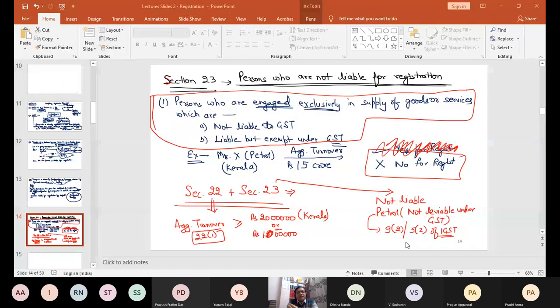When I'm reading section 23, the line simply says every person who is supplying goods or services which are not liable to GST, or supplying goods or services which are liable but exempt, and nowhere is aggregate turnover mentioned, then it is a clear-cut exemption from registration. Aggregate turnover will not come in between the registration and this person who is supplying these products. Now, next point. I hope I'm making some sense.